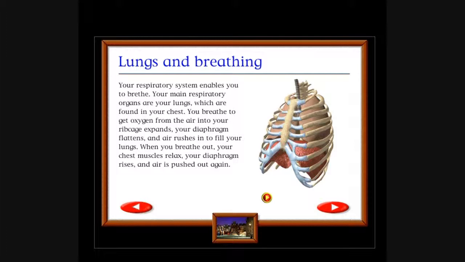Your respiratory system enables you to breathe. Your main respiratory organs are your lungs, which are found in your chest. You breathe to get oxygen from the air. Your ribcage expands, your diaphragm flattens, and air rushes in to fill your lungs. When you breathe out, your chest muscles relax, your diaphragm rises, and the air is pushed out again. Diaphragm flattens.